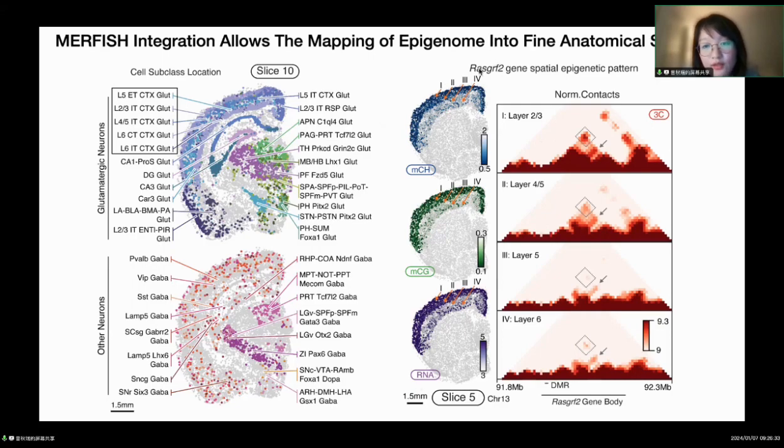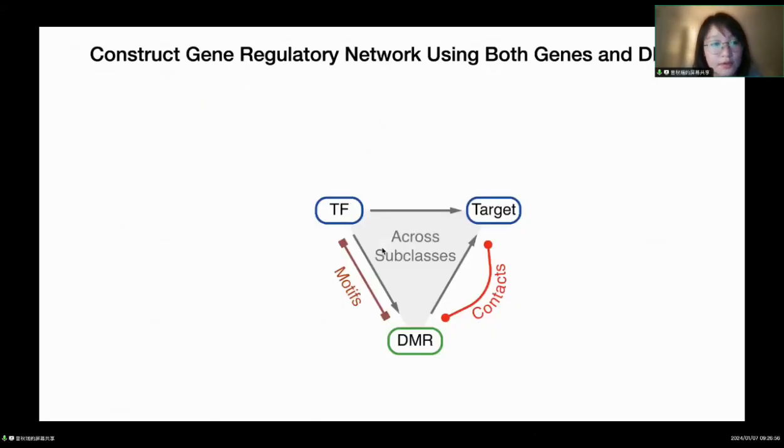Like this gene, RSGRF12, is highly expressed in the upper layers of the cortex excitatory neurons. And so are the mCH and mCG levels lower, and we would also be able to observe more contacts in the upper layers as well. So this is the spatial part we talked about, and we further went on to build the gene regulatory network.